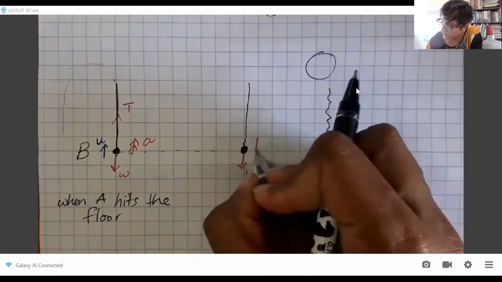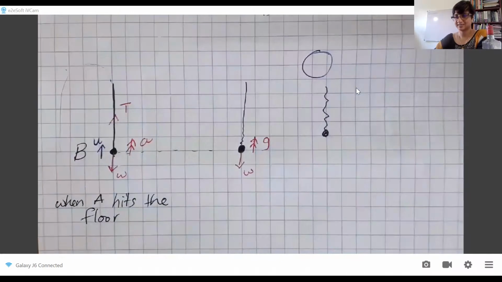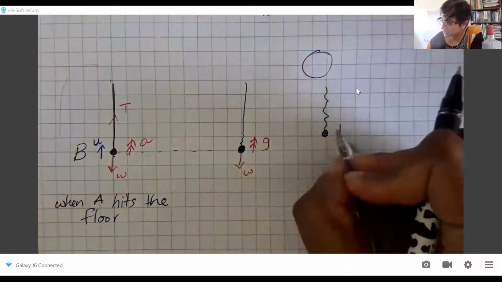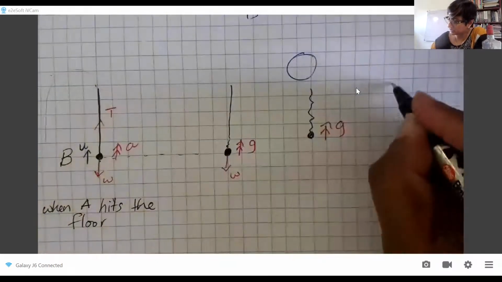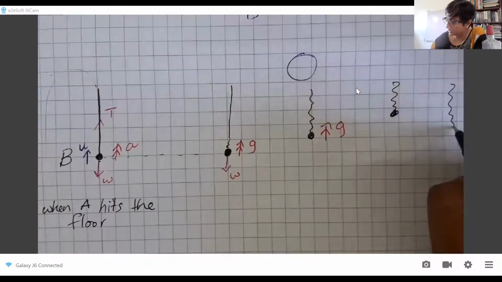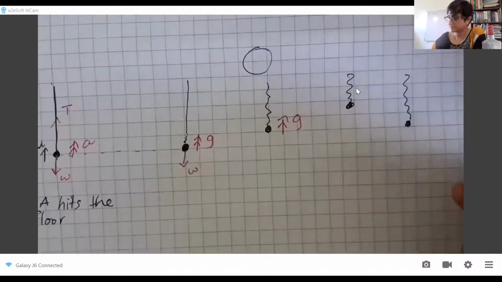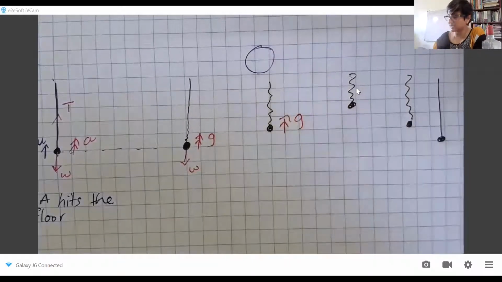So what is the acceleration here? G. What is the acceleration here? G. It's going up, and it'll go up like that, become more slack, and it'll stop, and it'll start coming back down.